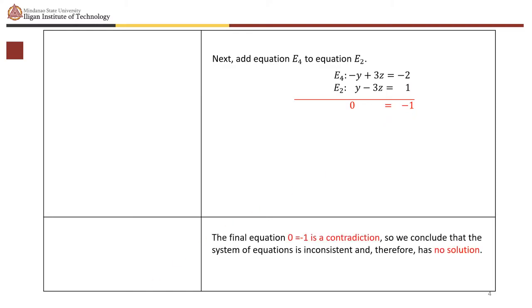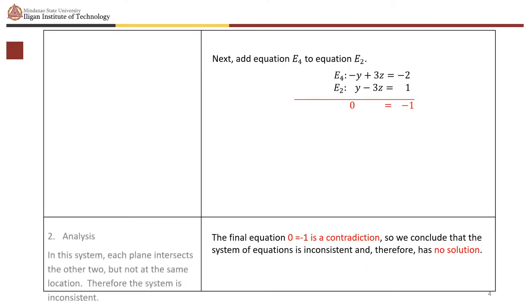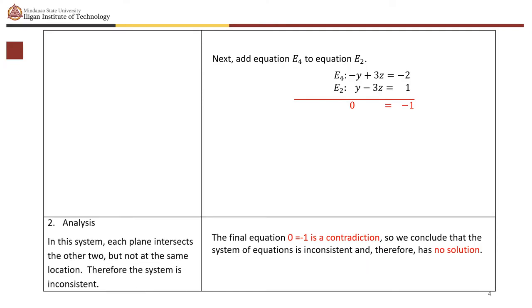And what does it mean? The final equation, 0 equals negative 1, is a contradiction. So we conclude that the system of equations is inconsistent and therefore has no solution. And as for analysis, in this system, its plane intersects the other two but not at the same location. Therefore, the system is inconsistent.